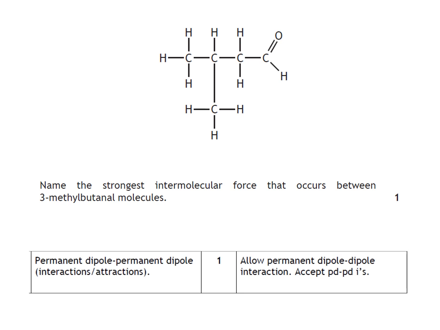And notice there, the right-hand column is the extra guidance that the examiners are giving us, and it says that you allow permanent dipole, and also PD is acceptable. But I think really it's sensible at this stage just to write out permanent dipole.